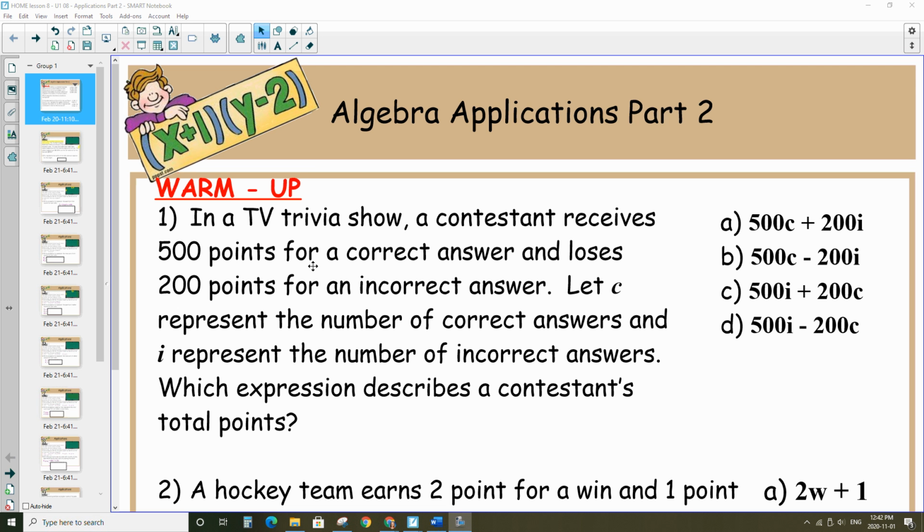So we note that they're gaining 500 points every time they get a correct answer. So we need 500C. So one of these two, A or B. And then we know that they're going to lose 200 points for every incorrect answer, which means we have to subtract 200 times I. So that tells us that the answer has to be B for this question.